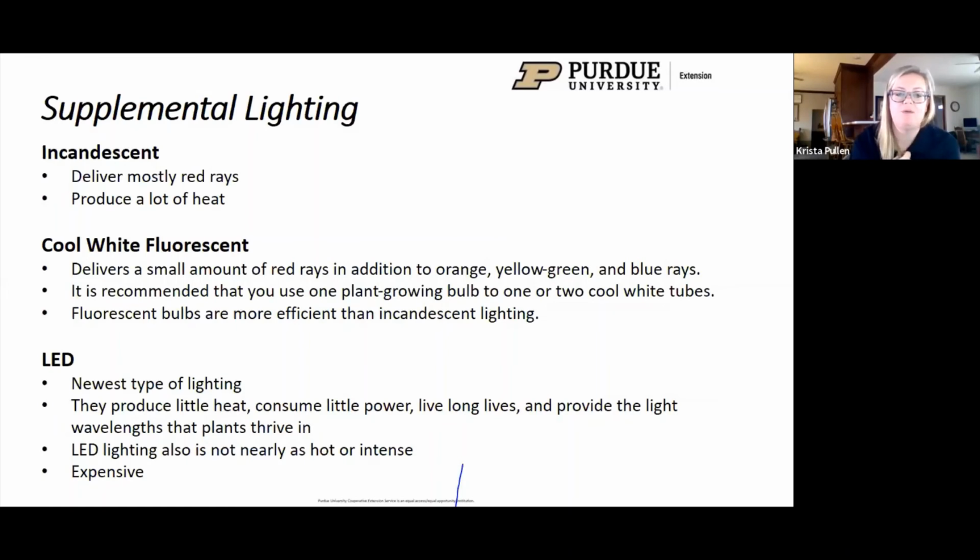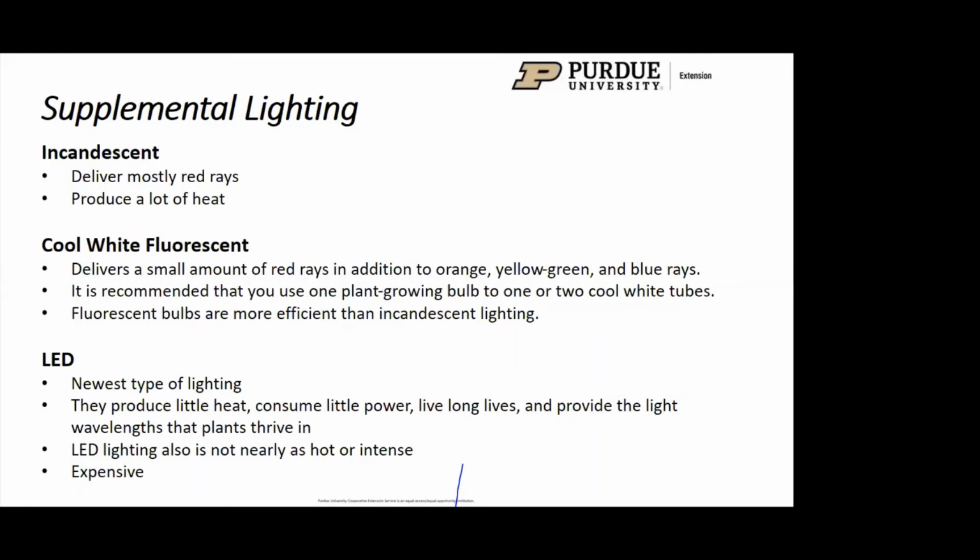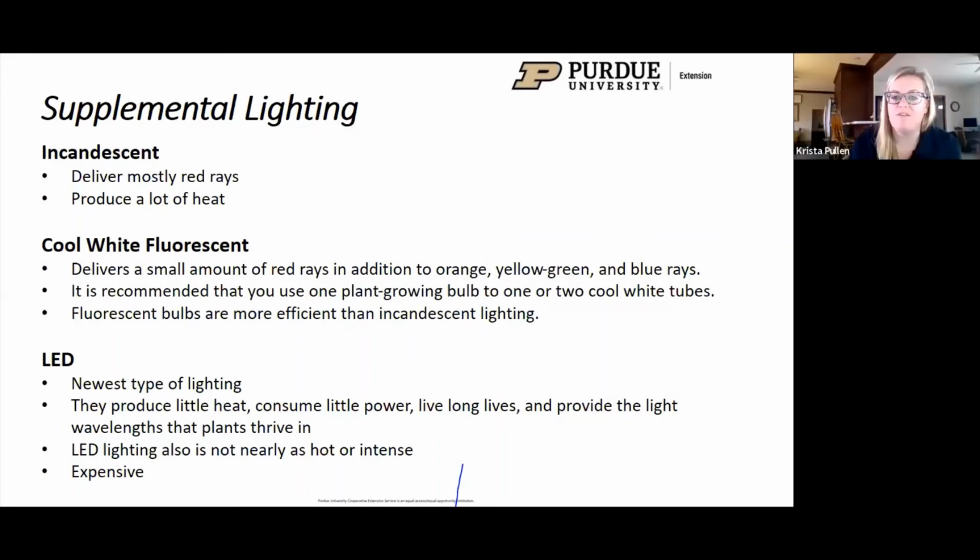So the last type of light I want to talk about is the LED light. That's probably the newest to the market. Those LED plant grow lights have been researched by NASA for over a decade now, and they've been out in stores for quite a while. They produce little heat, consume very little power, and have a long lifespan. They produce the light wavelengths that plants thrive in. In many studies, many plants did better and grew taller in less time using the LED lights.